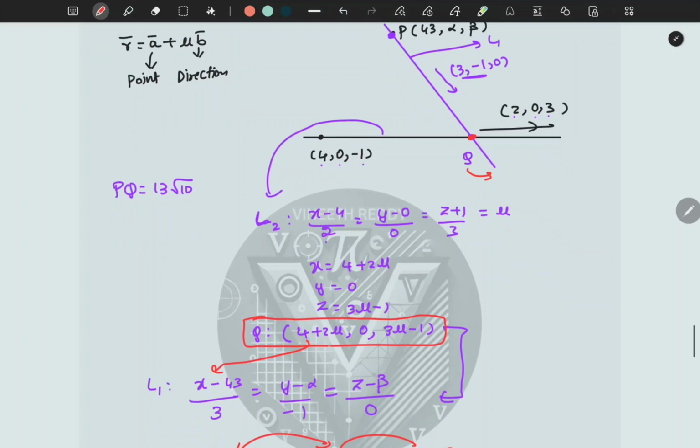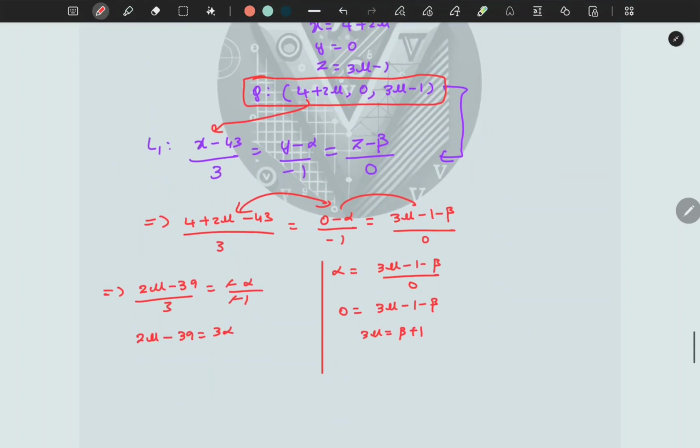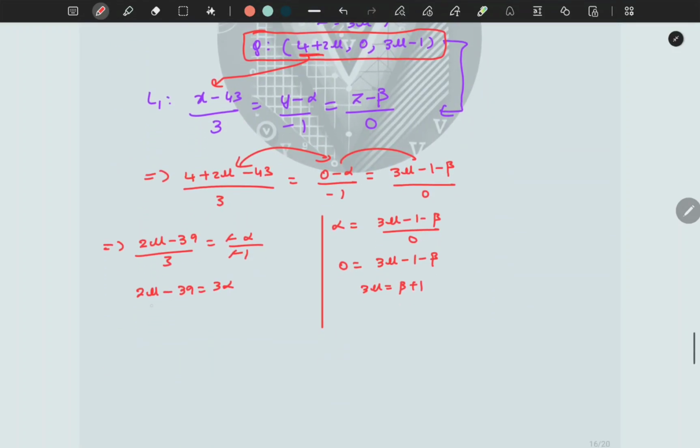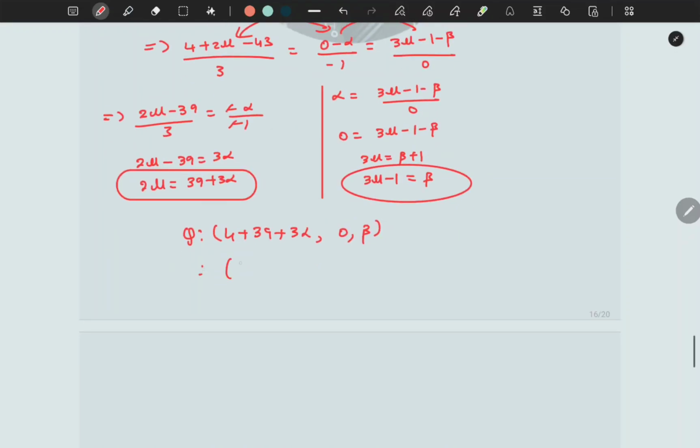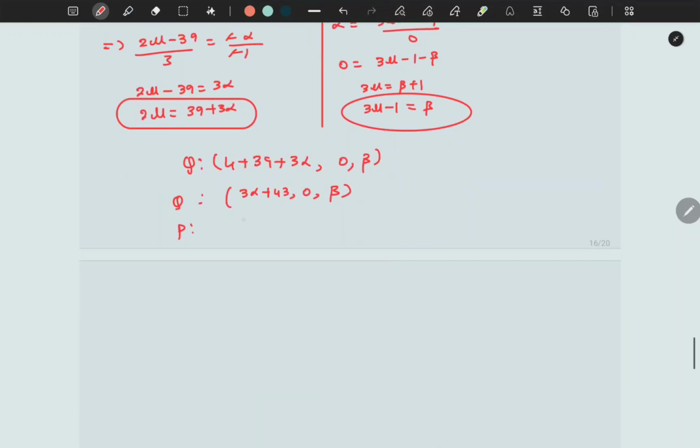So let us do one thing. We will eliminate mu and replace mu in terms of alpha and beta. So 4 plus 2 mu: 2 mu equals 39 plus 3 alpha. This is one thing. And 3 mu minus 1 is beta. So that means point Q will now be, instead of 4 plus 2 mu, 4 plus 39 plus 3 alpha, comma 0, and 3 mu minus 1 can be written as beta. So we get (3 alpha + 43, 0, beta) as Q, and P is (43, alpha, beta). Perfect.